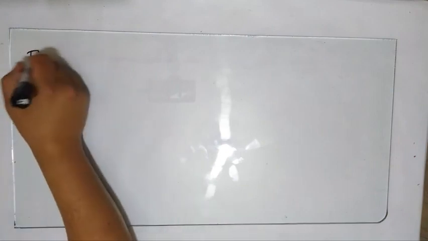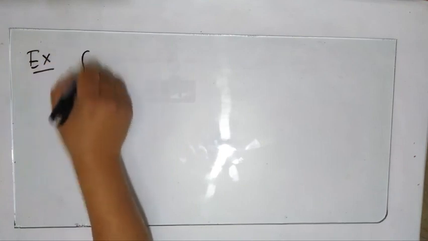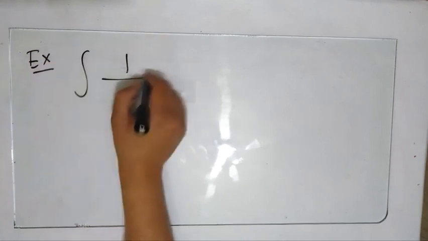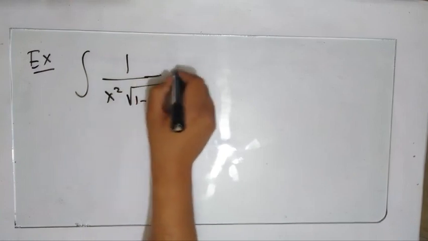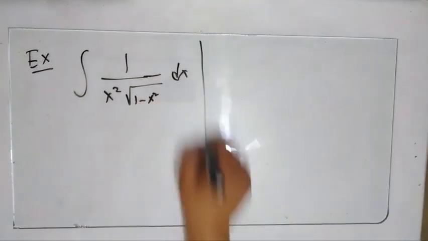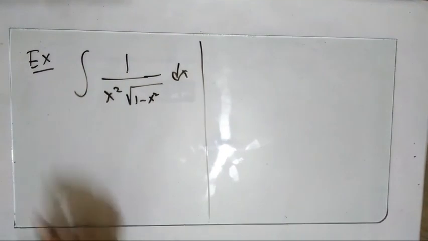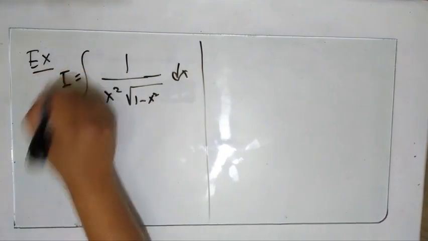Now I think we can begin our lecture. So we need a special substitution to solve some of these integrals. So let's begin with this example, which is the integral of 1 over x squared times the square root of 1 minus x squared with respect to x. Let's call this I.